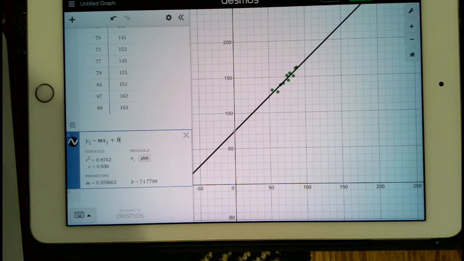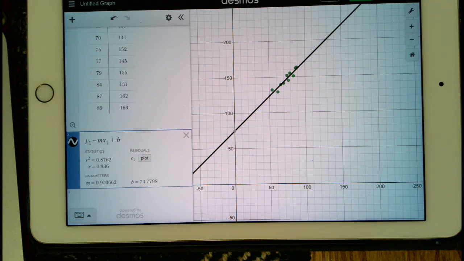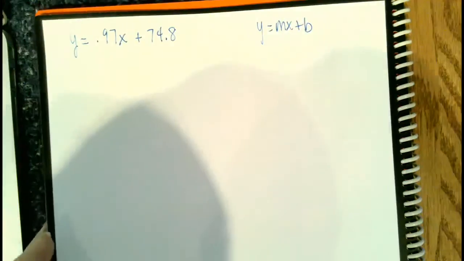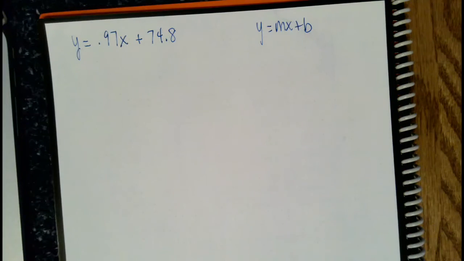And now we have some information down here about our equation. It drew this black line on my iPad, which is the line of best fit. So I'm going to flip over to my paper and take down this information. At the very bottom of this second box it says parameters. M equals 0.970662, B equals 74.7798. And I have that written down in the format of y equals mx plus b.